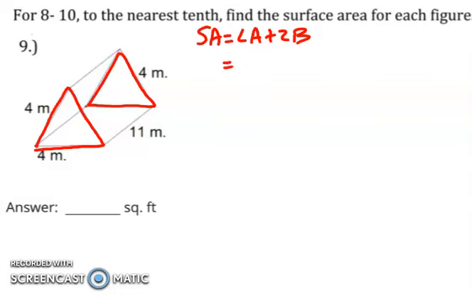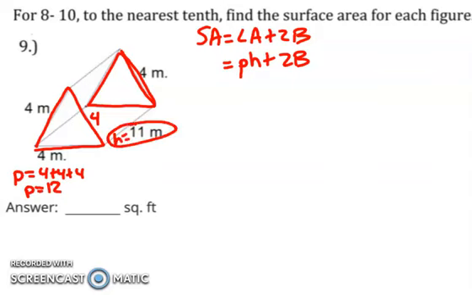So another way to write this formula is PH plus 2B. Perimeter of the base times the height. So we need the perimeter of the base, which is 4 plus 4 plus this side is also 4. It's the same as this back side length that is 4. So the perimeter is 12. The height is 11, even though it's not up and down, it's the distance between the triangles, front and back, the distance between the bases. So perimeter is 12, height is 11.